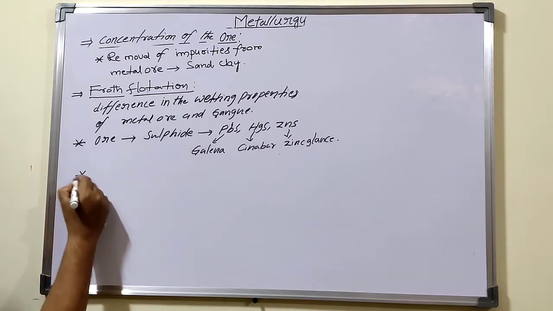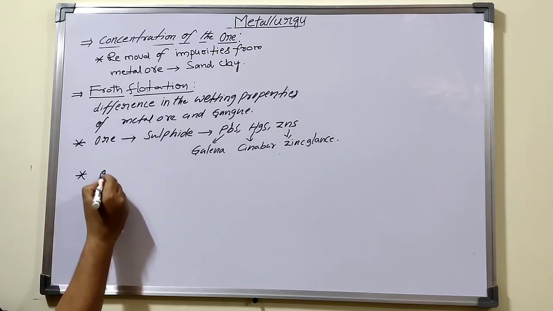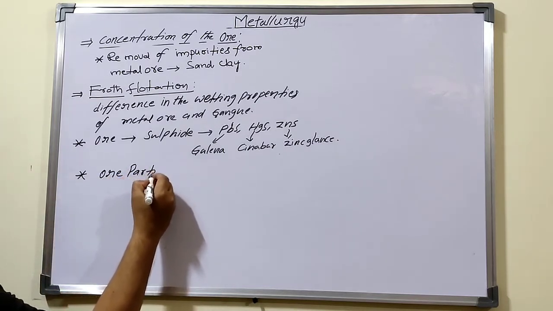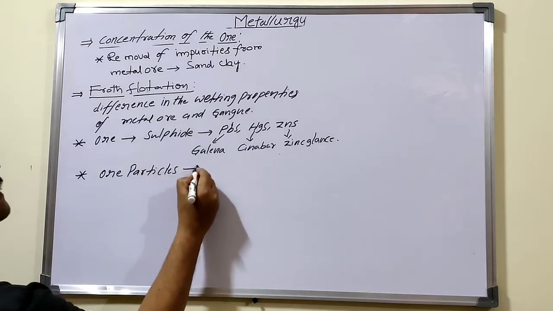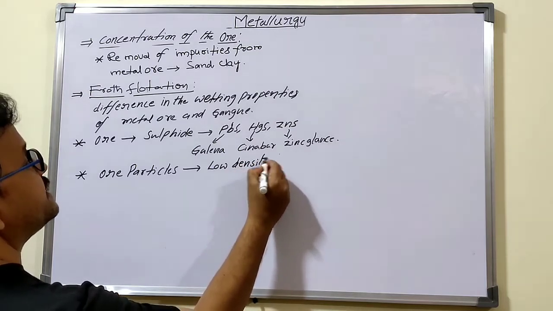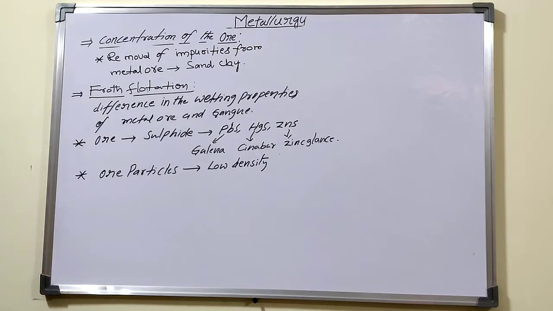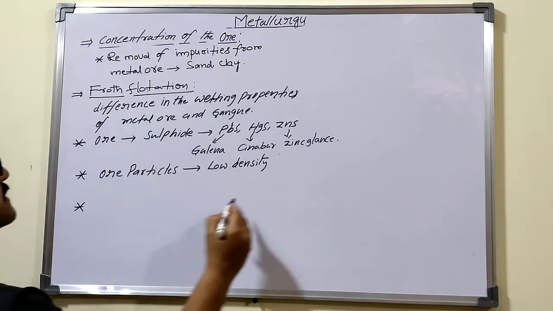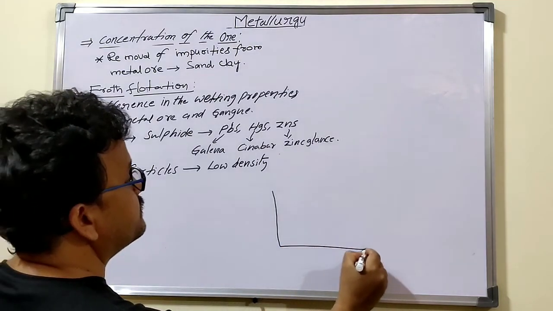And here one more thing we have to remember, that ore particles should be of low density. So this is the reverse of gravity separation. In gravity separation, ore particles are denser than gangue particles. Here, ore particles should be of lower density than gangue particles. And now the method of how to extract by this method.